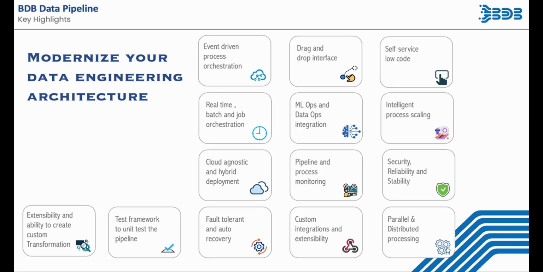Let's look at key highlights. As I explained earlier, it is event-driven process orchestration. That means each component in the pipeline can act as a producer and consumer of data, and each component talks to other components via an event interface. It supports drag and drop low-code authoring, ML and data ops integration, and intelligent process scaling for supporting high throughput. It is cloud agnostic and fault tolerant.